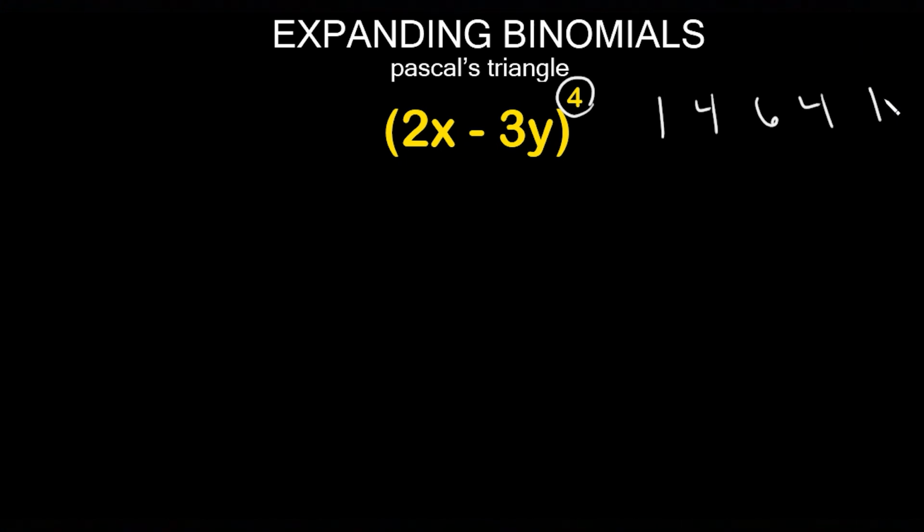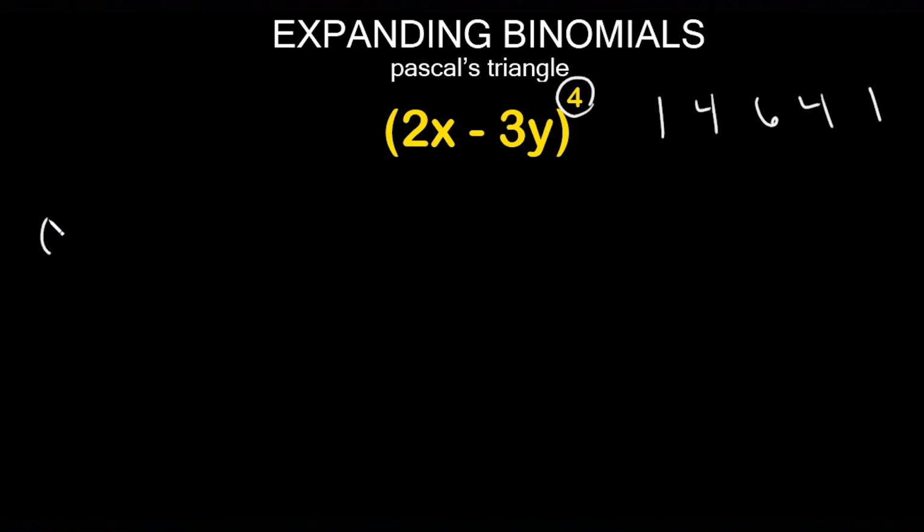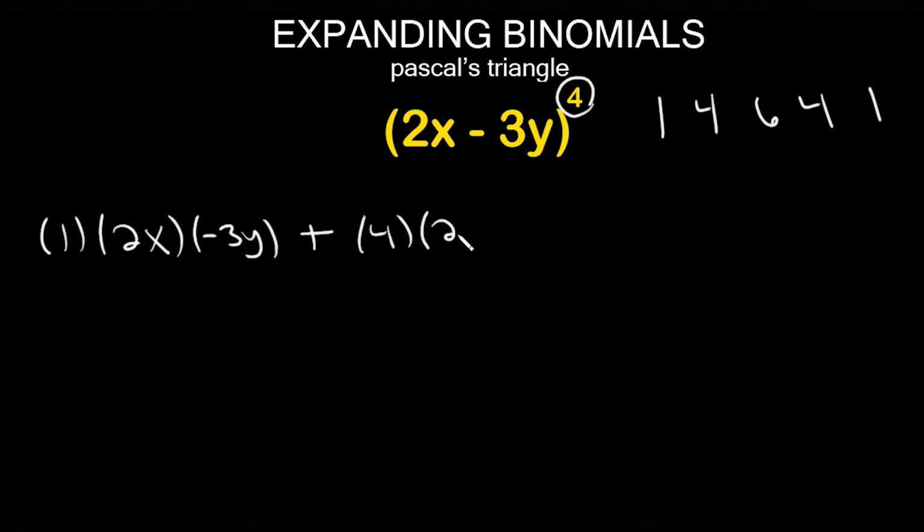And from here, we can go ahead and start expanding it out, okay? So starting with my first coefficient, which is going to be 1, I'm just going to write 1. And then the first term of my binomial is 2x. The second term of my binomial is negative 3y. And we're just going to keep doing this, and then we'll take care of the exponents at the end. So then I have plus 4, and then 2x, and negative 3y.